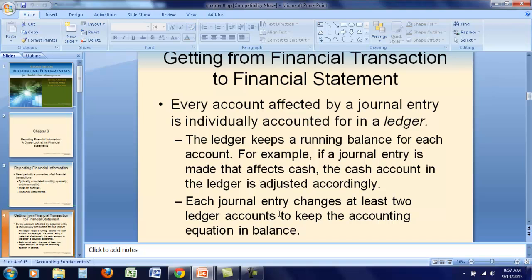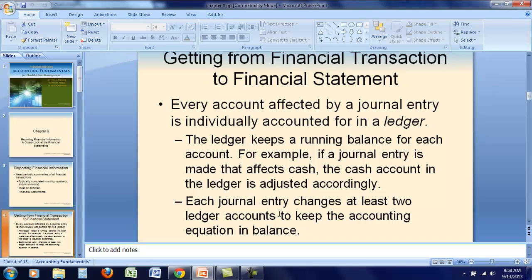Each journal entry changes at least 2 ledgers, and by that, each journal entry has a debit and a credit, and it's not to the same account, right? So if I received cash from what someone owed me, I'd be hitting my cash and I'd be hitting my accounts receivable. That's what that means.